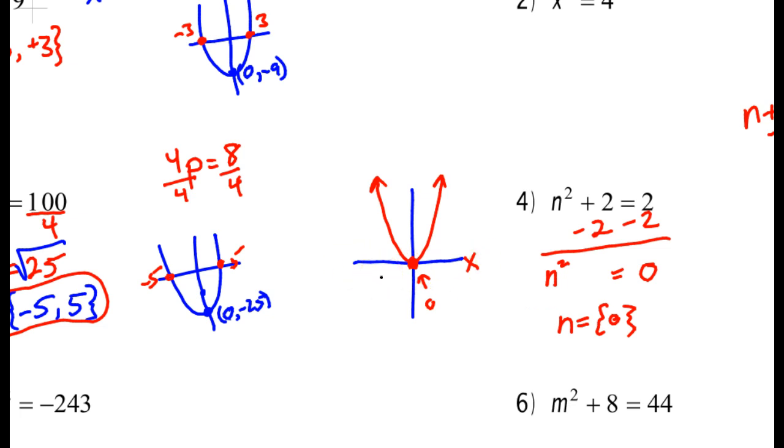Going off of that, is it possible to have no solution? Is it possible to have a parabola that does not cross the x-axis at all? Yes. And what would that look like? What would a no solution graphically look like?